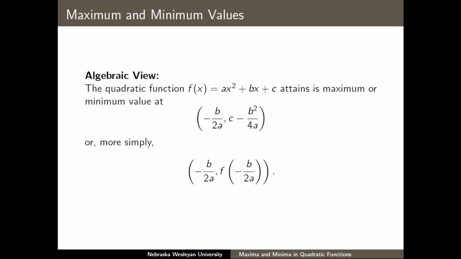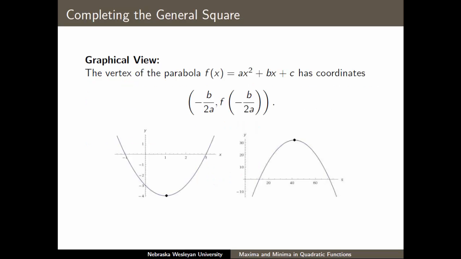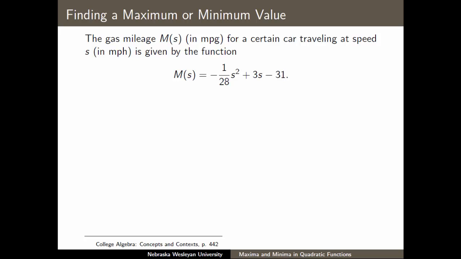So from the algebraic viewpoint, we would be interested in saying that the function attains its maximum or minimum value, depending on whether the parabola opens downward or upward. From a graphical viewpoint, we might simply say that the vertex of that parabola is at these same coordinates. In the picture on the left, the vertex corresponds to a minimum y value, and in the picture on the right, the vertex corresponds to a maximum y value. Let's look at an example of all this.